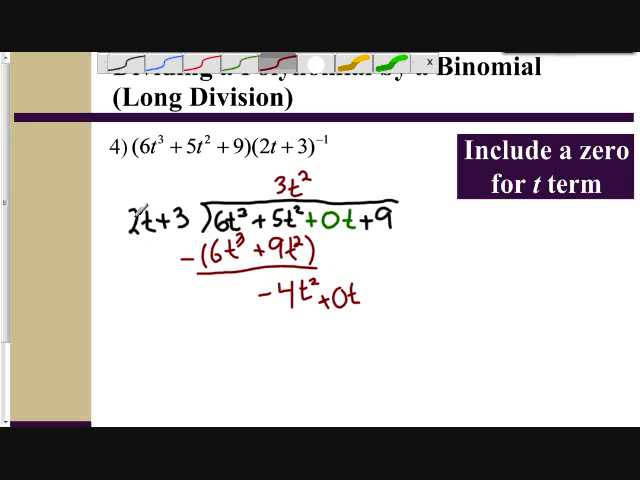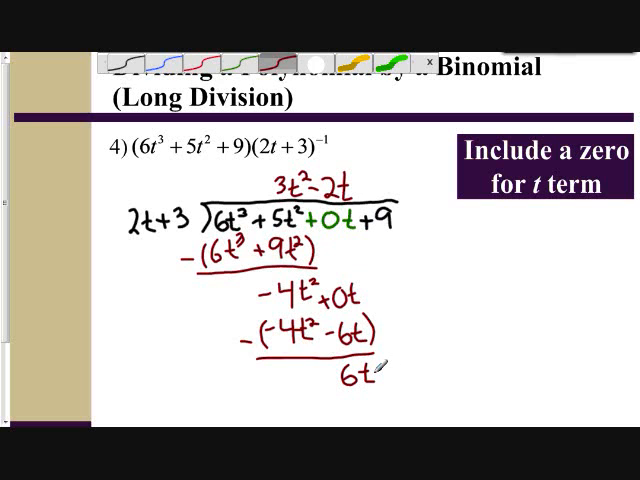And if we take a look, what do you multiply 2t by to get negative 4t squared, and that would be a negative 2t. Distribute negative 2t to both terms, and you will get negative 4t squared minus 6t. Parentheses, subtract the entire expression. Negative 4t squared minus negative 4t squared, that cancels. 0t minus a negative 6t, so minus a negative becomes addition. So 0t plus 6t is 6t.